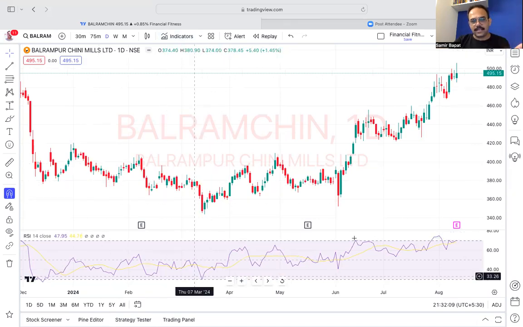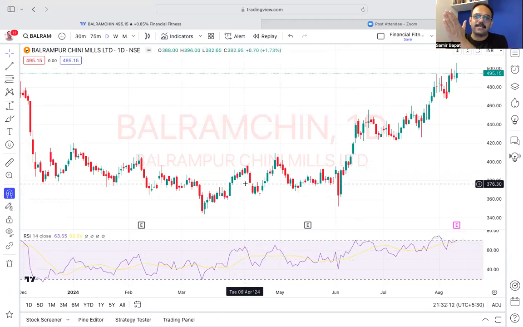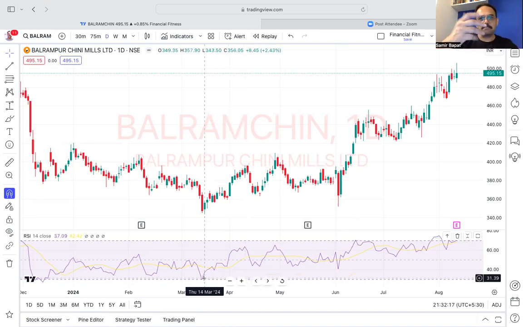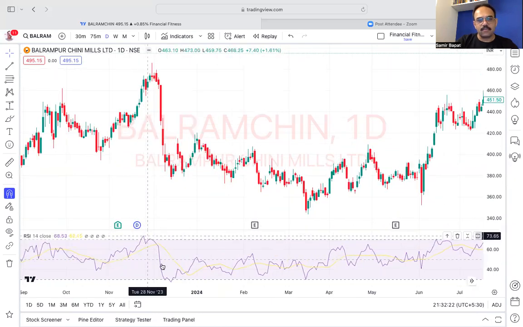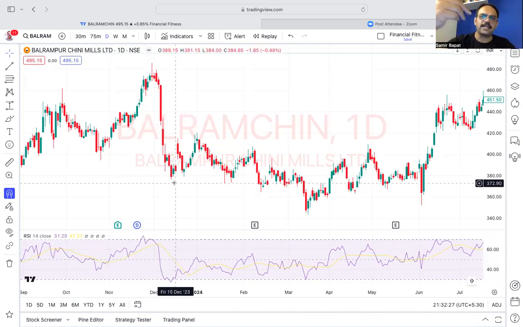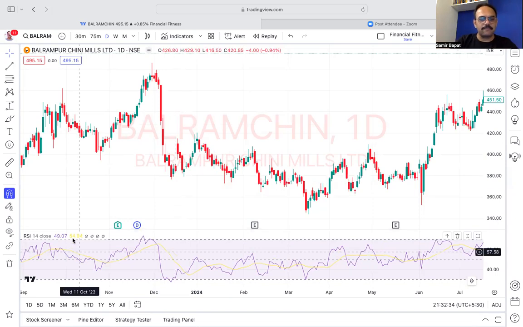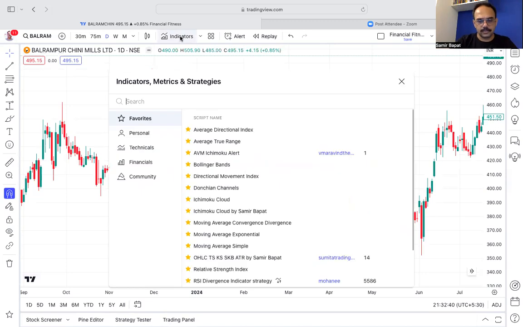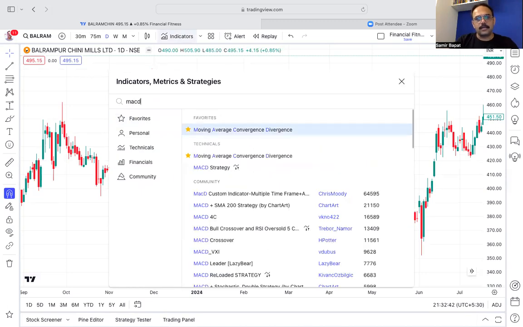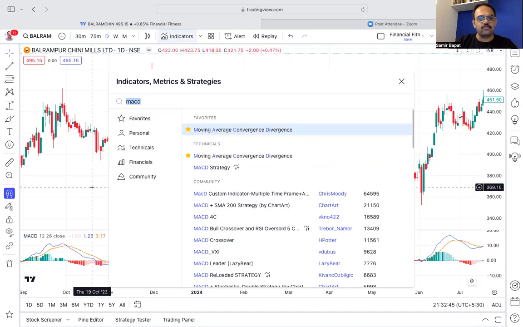If RSI is going up on the chart, we can see the price is also going up. So the indicator and price almost match each other. RSI went down from here to 30, and price also went down. They almost reflect each other: price going down, indicator going down. Similarly, if you see MACD, we have seen the histogram crossover.